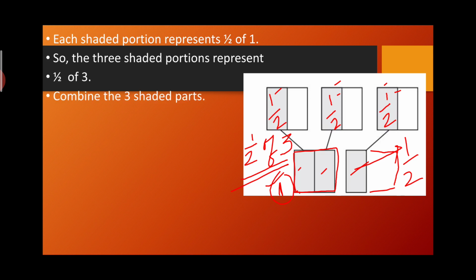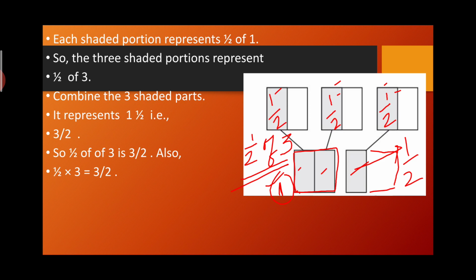Okay, next step is you have combined all the 3 portions. What you have got represents 1 and half, because one box is complete and one box is half, that is 3 upon 2. Now what you have seen from here is that 1 by 2 of 3 is 3 upon 2, that is, you can write 1 by 2 of 3 is equal to 1 by 2 into 3. That simply means that you have to replace the "of" sign by multiplication, and then just solve your multiplication process, as you know very well.